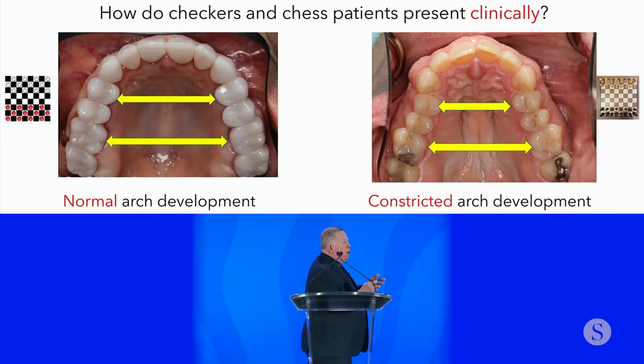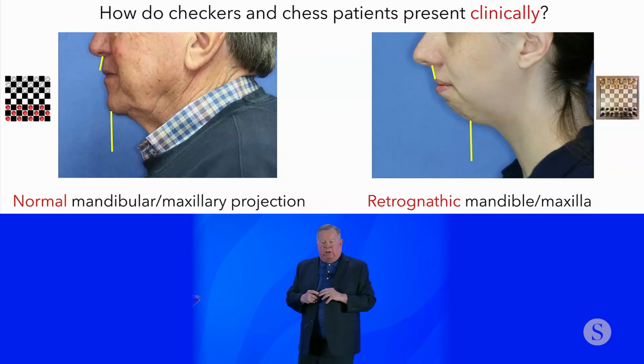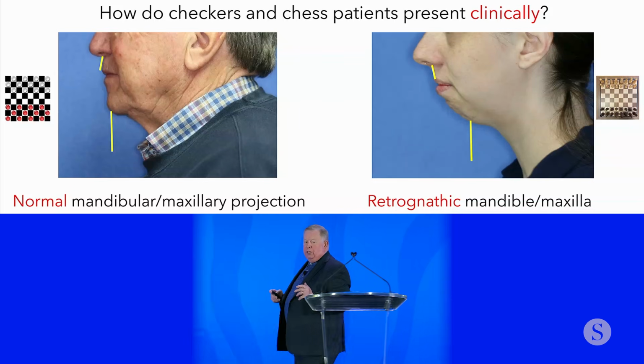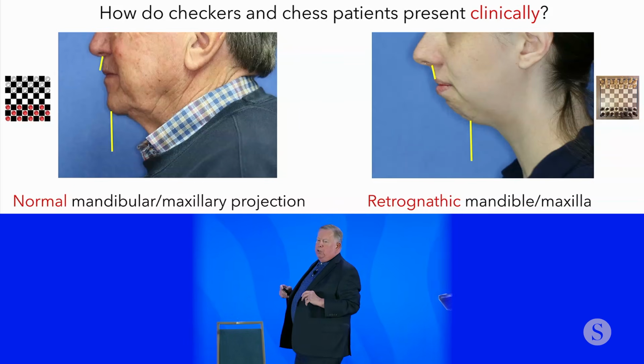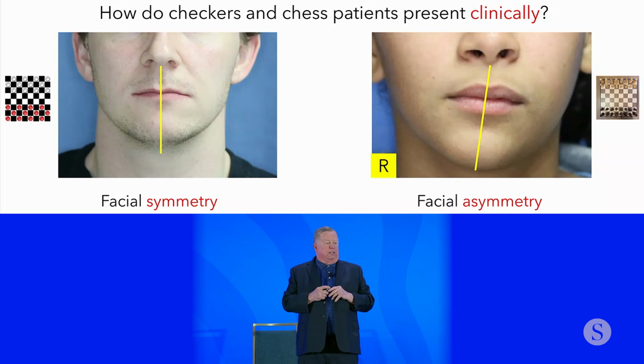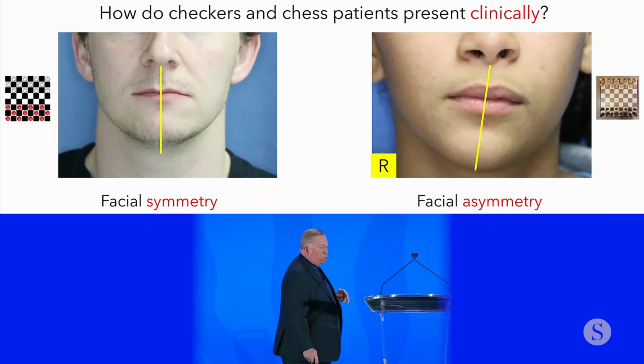So you start to understand the things that we look at on a regular basis. We look at mandibular and maxillary projection. Chess patients have retrognathic mandibles and maxillas, kind of the same thing that we've been talking about over these last couple of days. Facial asymmetry usually occurs in chess players, as we see in Amaya's case. We're going to come back and look at her case in a minute as well.